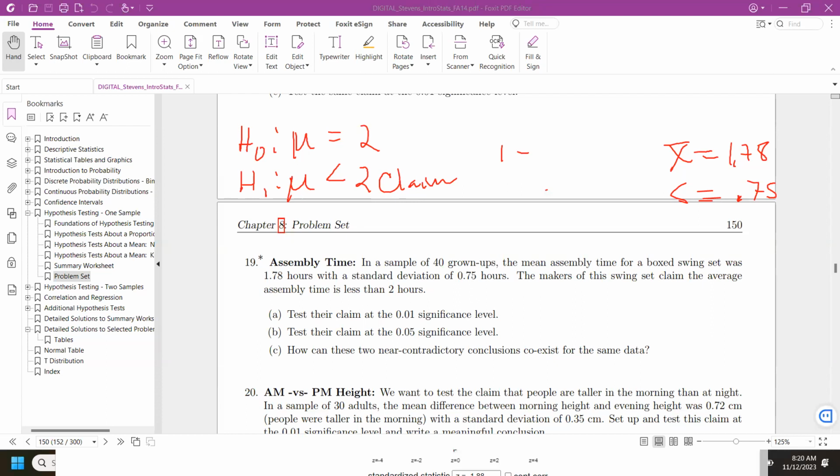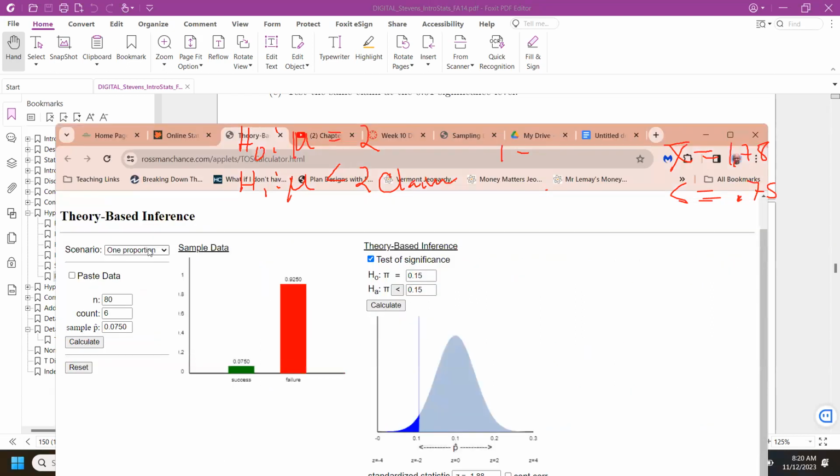Okay, let me erase this stuff so we can have a big, clear view of that screen. Now we're going to go back to Rossman Chance. Because we're testing one mean, you have to make sure you select one mean, and then see how it asks you for sample size. Our sample size was 40, and then our sample mean is 1.78. It needs the sample size to calculate that standard deviation. Okay, and we choose test significance. We're going to make it be 2.